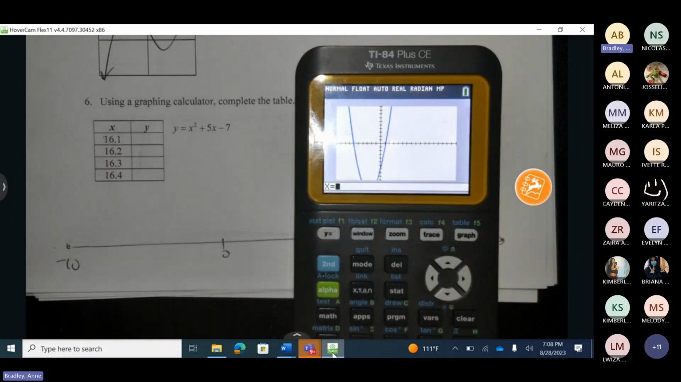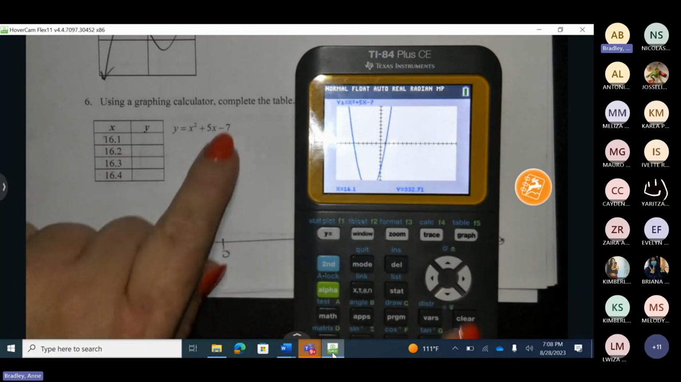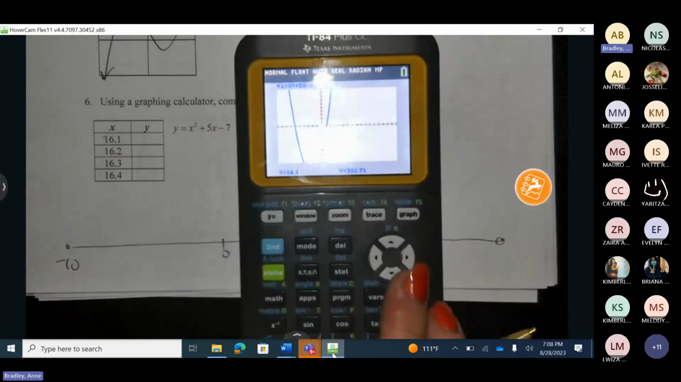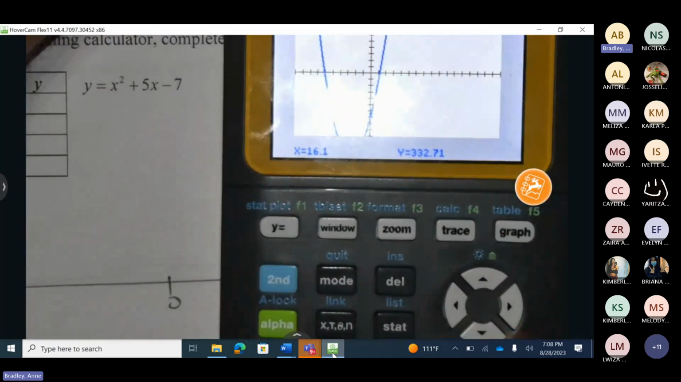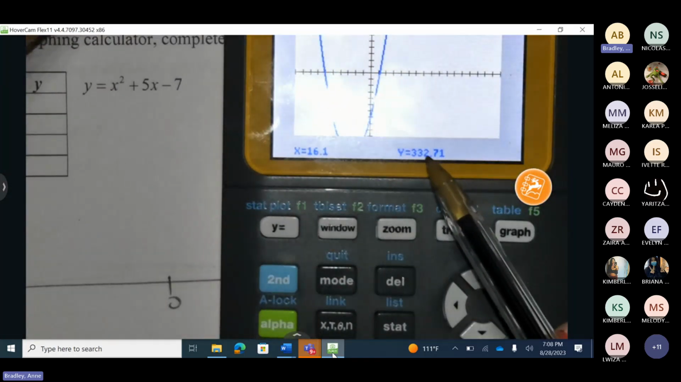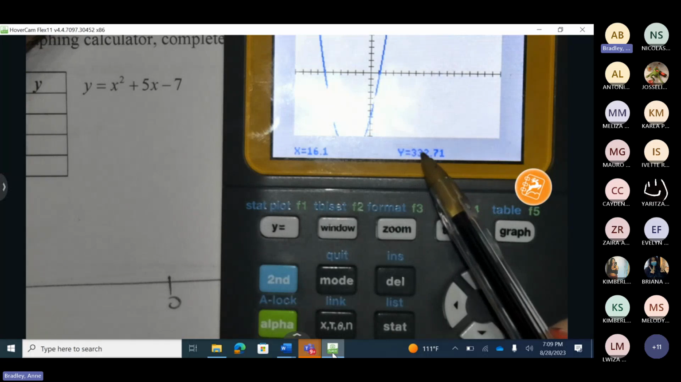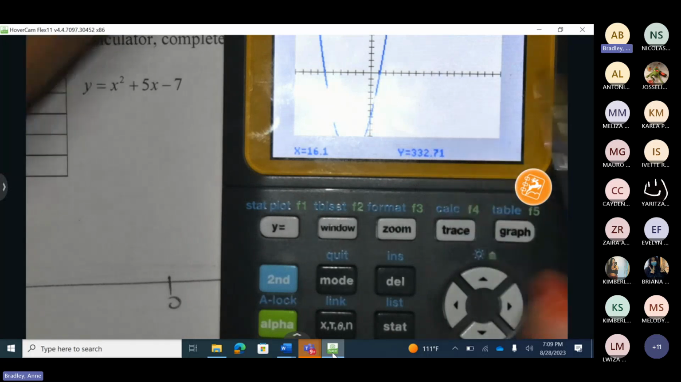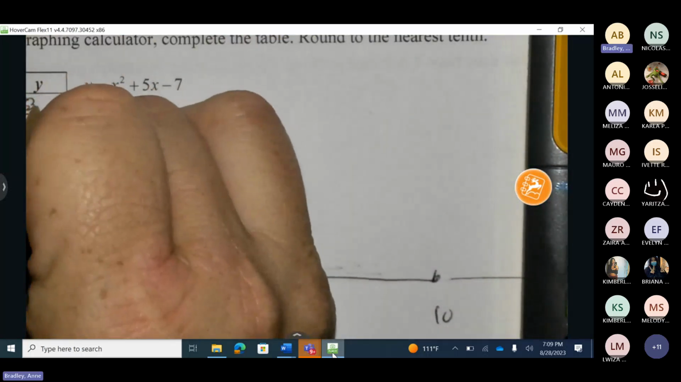Now I'm not going to do all of these because it's a waste of your time, but I can go second trace value. I type in 16.1, and then it says round to the nearest tenth. So if I zoom in on this for you, I'm going to round to the nearest tenth. That's the first place after the decimal. So 332.7. I don't round up. 332.7.